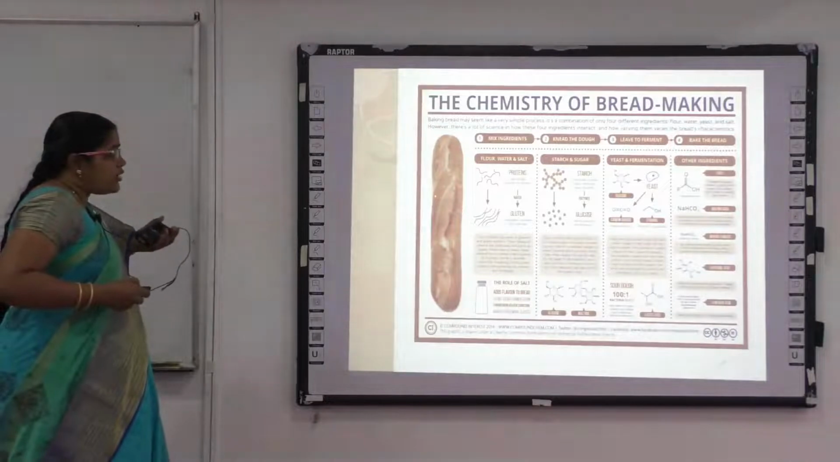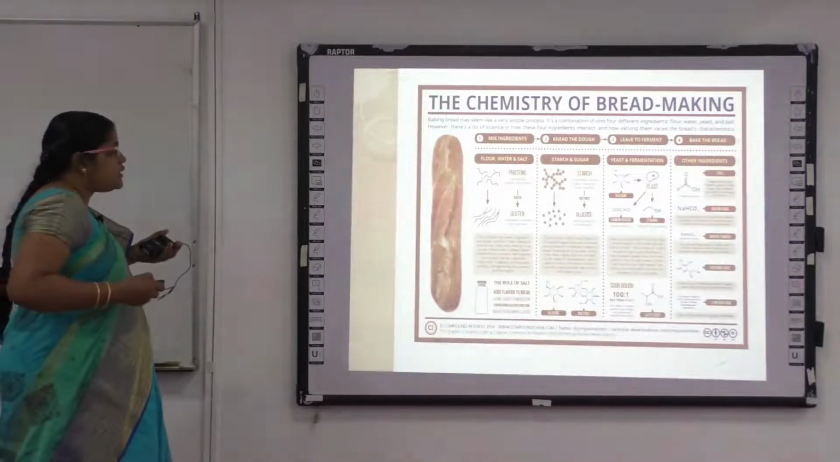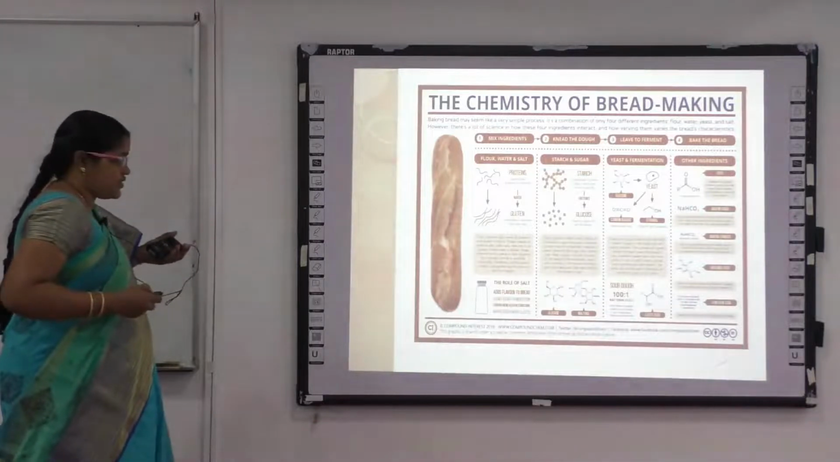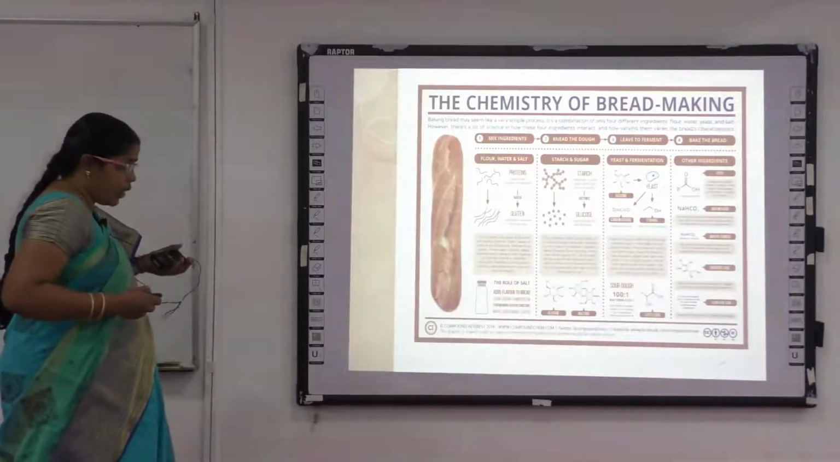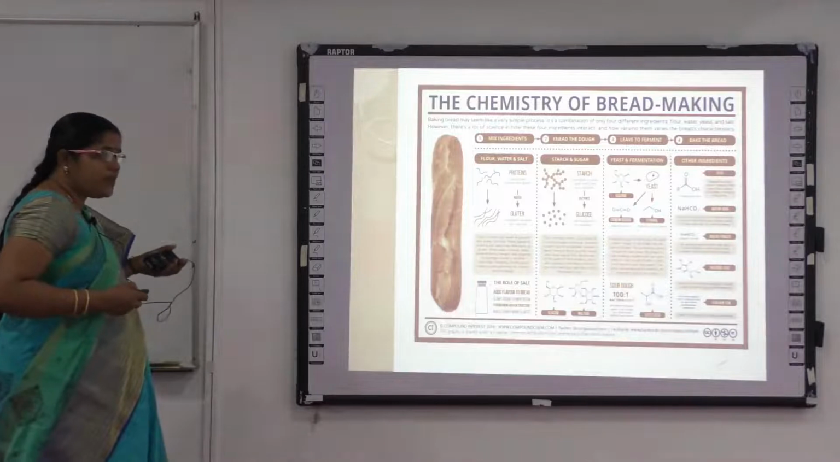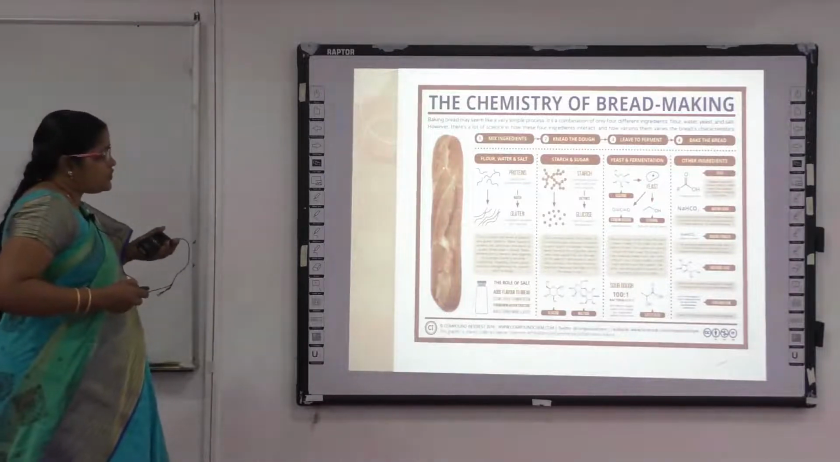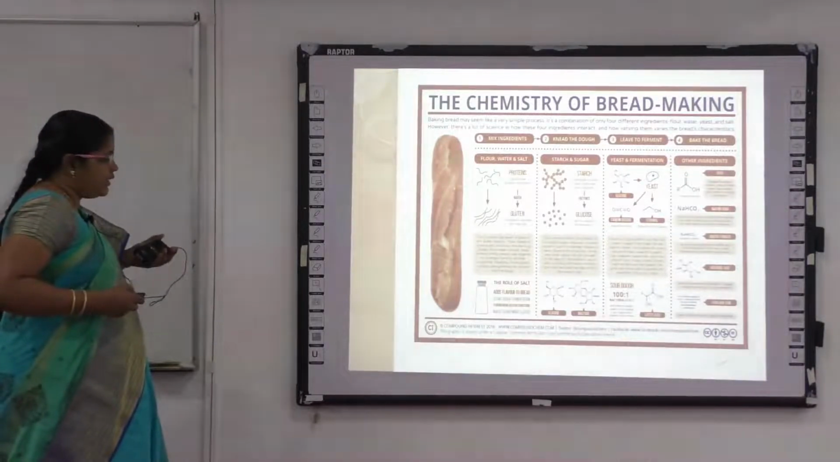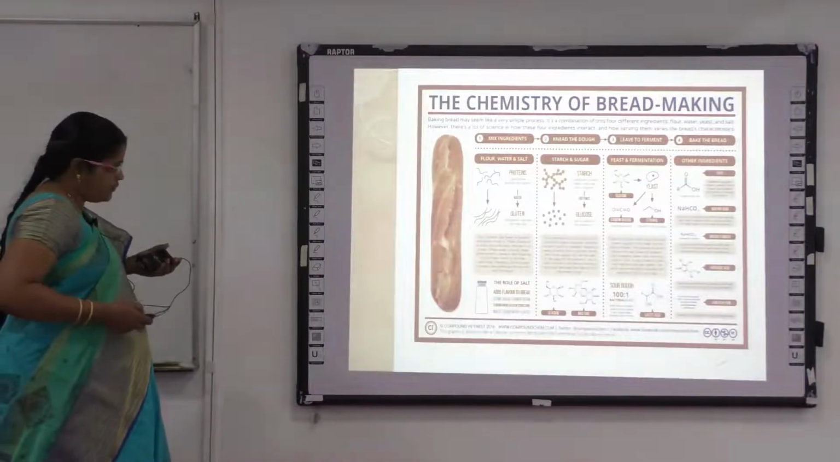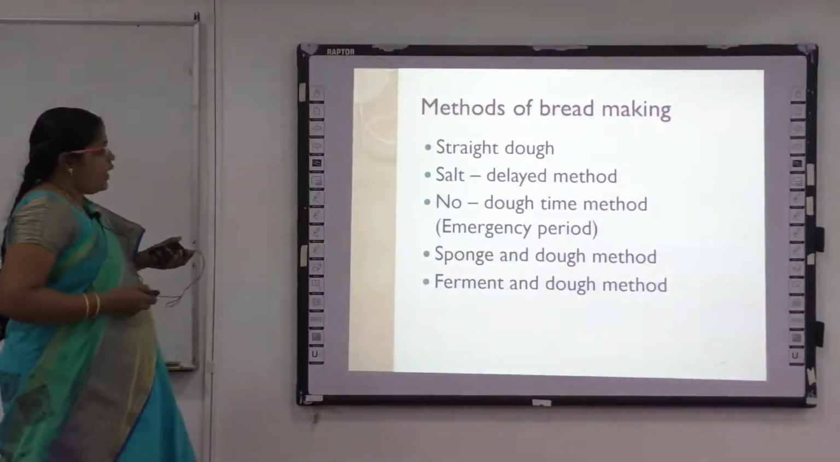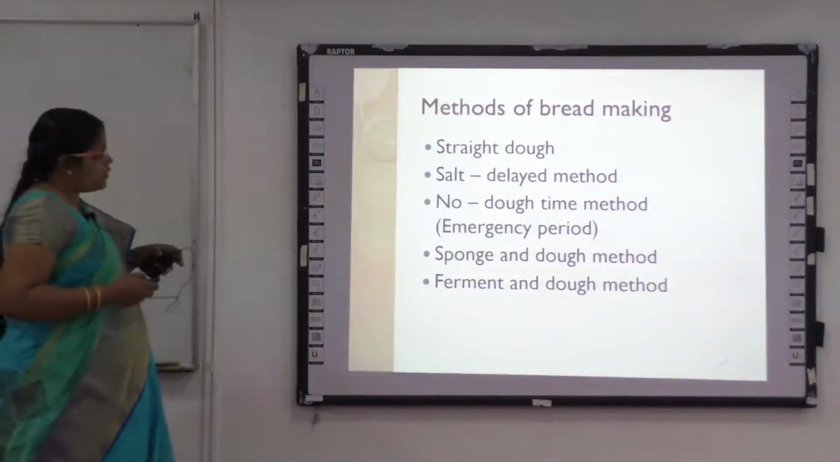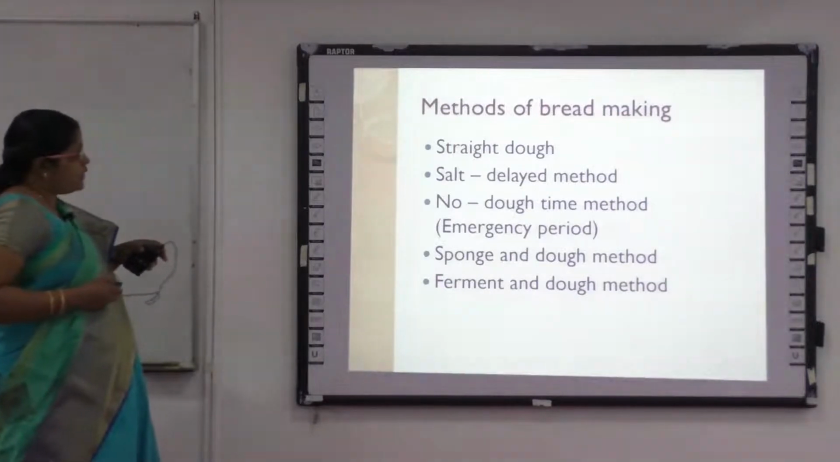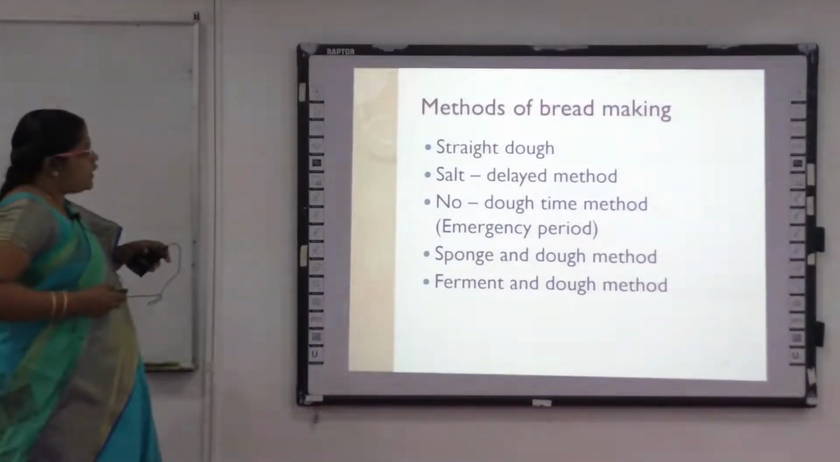So good bread quality is determined by crust color and crumb structure. The crust color should be brown and the crumb should have uniformly shaped holes in the loaves. Other than that, bread can be prepared by many methods.